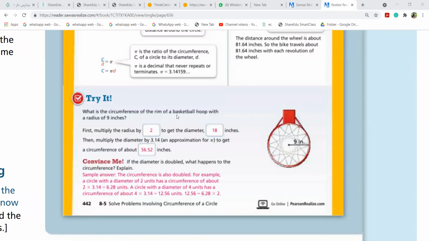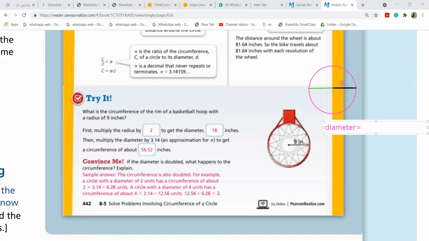What is the circumference of the rim of a basketball hoop with a radius of 9 inch? Again, those who don't get it, please stop me. When the radius is 9, this is the radius, right? It's 9. If the radius is 9, what is the diameter? The diameter is 2 times the radius.